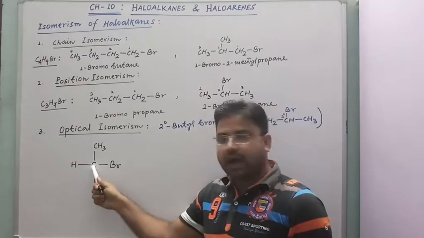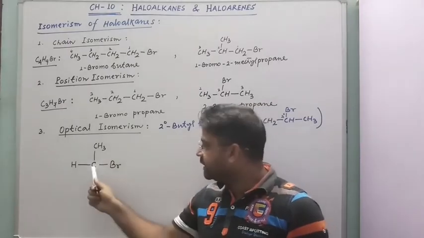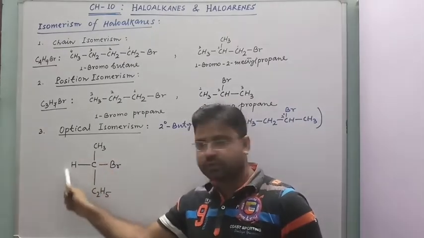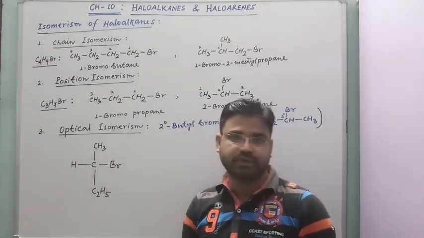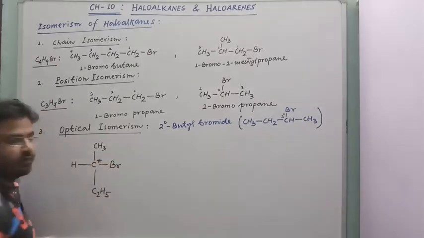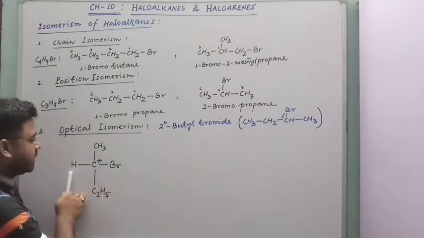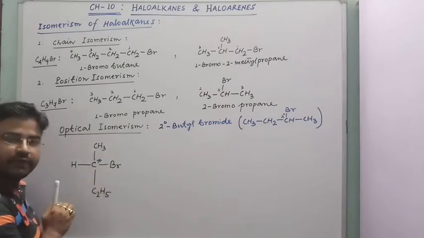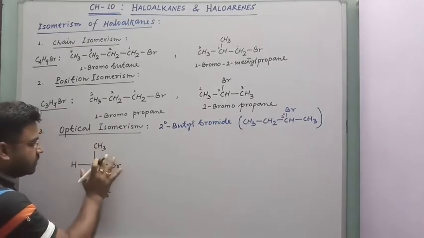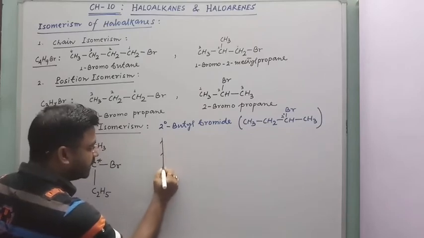If a carbon atom is attached with 4 different groups, then that carbon is called a chiral carbon, and a chiral carbon is denoted by a star symbol. Now see, this carbon is attached with 1 CH3 group, 1 C2H5 group, 1 Br and 1 hydrogen. So all these 4 groups are different. That's why this carbon is a chiral carbon. So when a compound contains a chiral carbon, it can show optically active isomers.